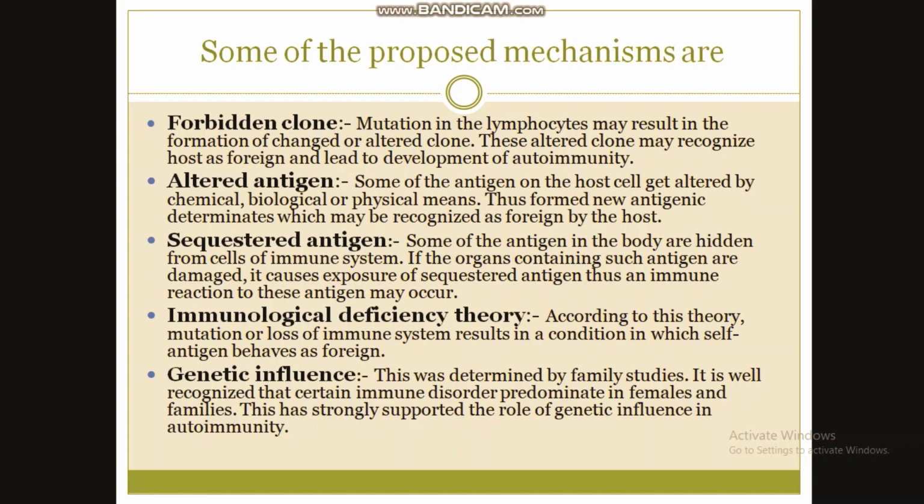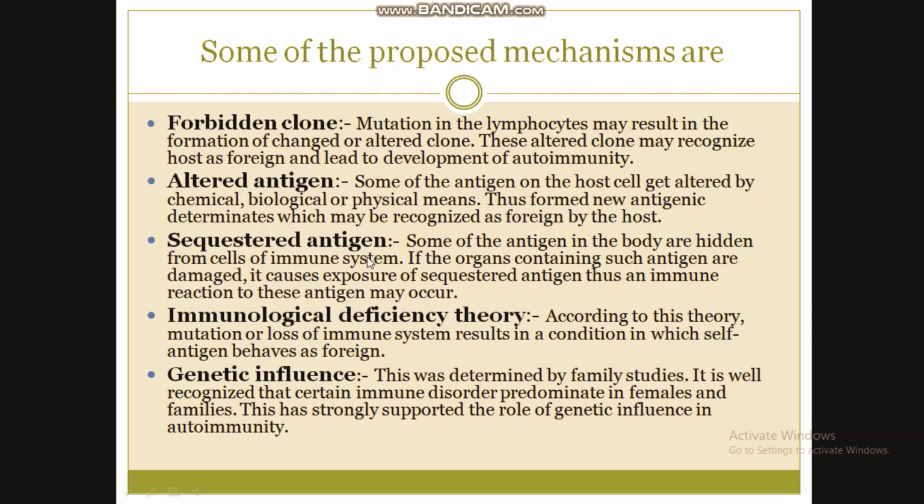So here are five proposed mechanisms of autoimmunity. First one is forbidden clone. Mutation in the lymphocytes may result in the formation of a changed or altered clone. This altered clone may recognize the host as foreign and lead to the development of autoimmunity. Second, altered antigen. Some of the antigens on the host get altered by chemical, biological or physical means, thus forming new antigenic determinants which may be recognized as foreign by the host.